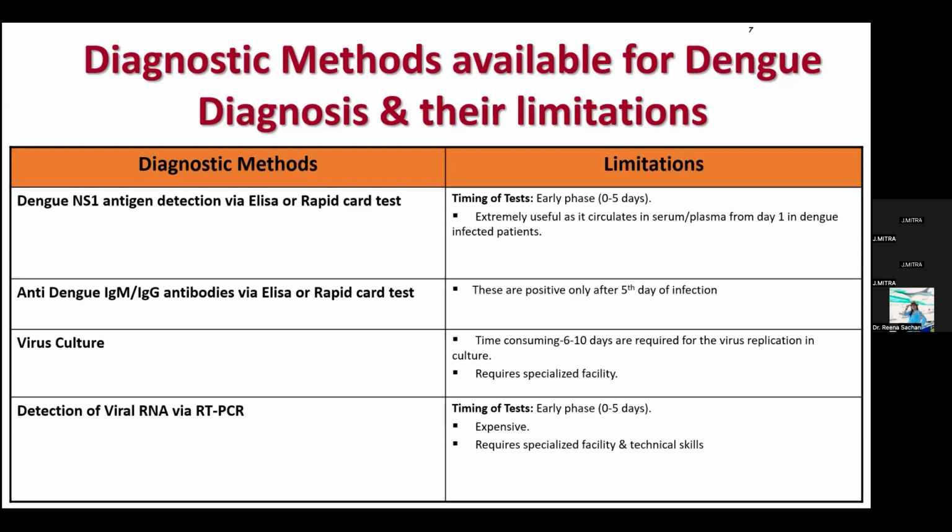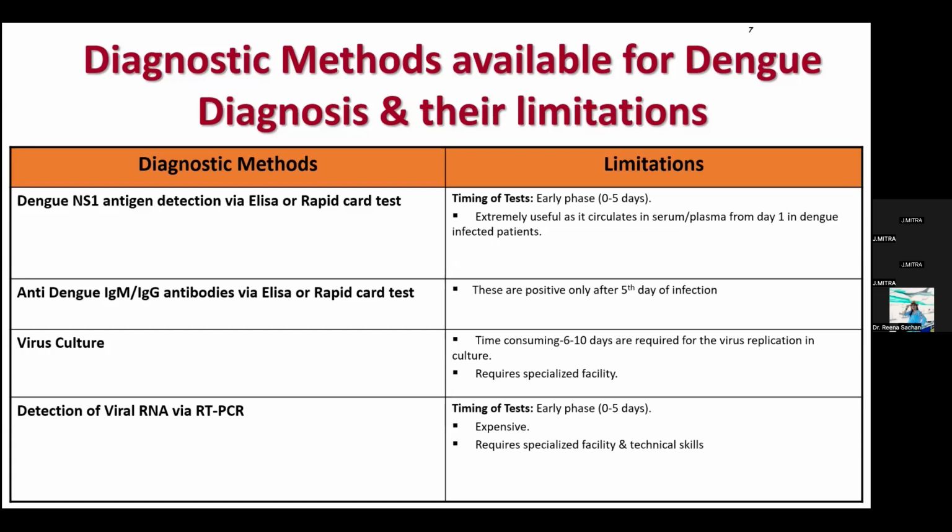Anti-dengue IgM and IgG antibodies are detected via rapid card test or via ELISA. IgM is seen after the 5th day of infection, as already told to you. And IgG is seen in primary cases after 10 to 14 days of infection. In secondary cases, it can be seen within 1 or 2 days of the symptoms.